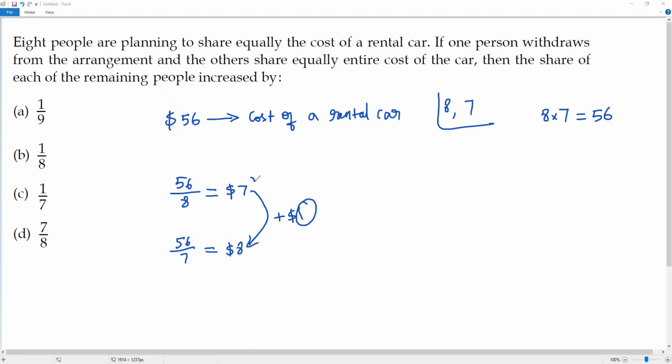This 1 is what portion of this 7? Clearly, this 1 is 1/7 portion of this 7. That is, the share of each of the remaining people increased by 1/7. I find 1/7 in answer choice C. The correct answer choice for this question is C.